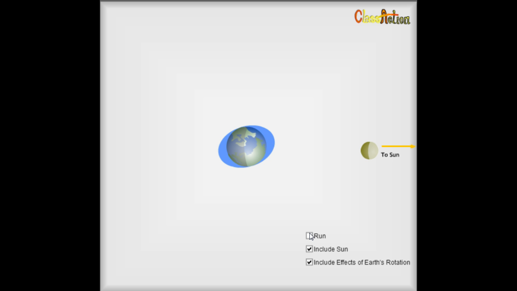When the sun, the earth, and the moon are in a straight line. And also write that that's when the tides are at their highest and lowest. Spring tides. So get that down in your notes. Now let's keep it running.